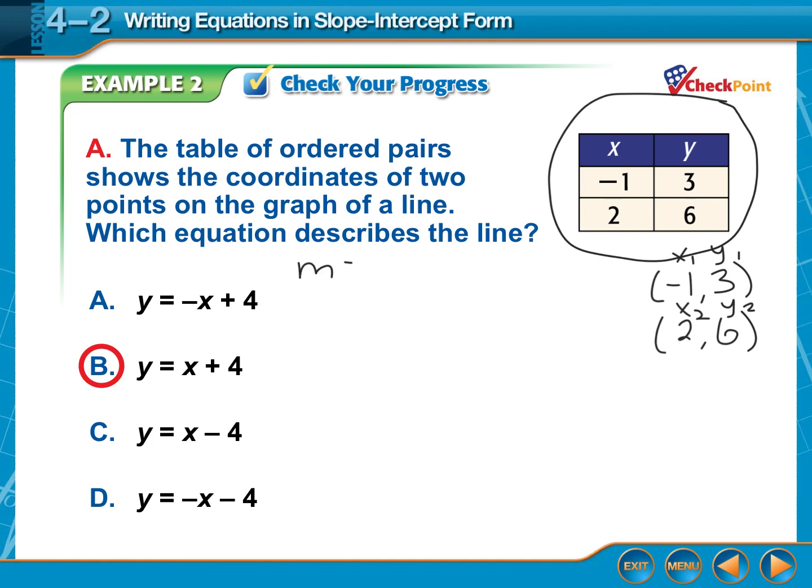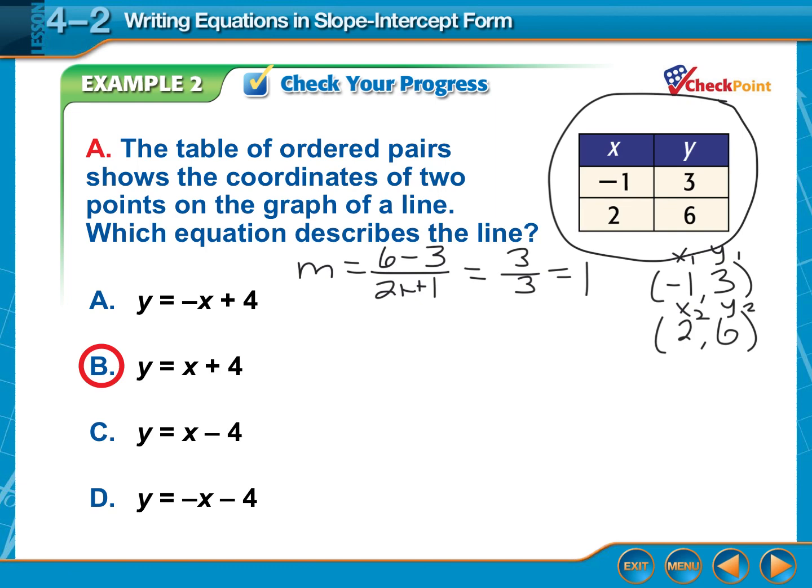So we have M. What's my Y2? 6 minus Y1? 3. What's my X2? Minus a -1. That turns into plus. So here we have 3 over 3, which is 1. Okay. Now that I have my slope, we have our slope.